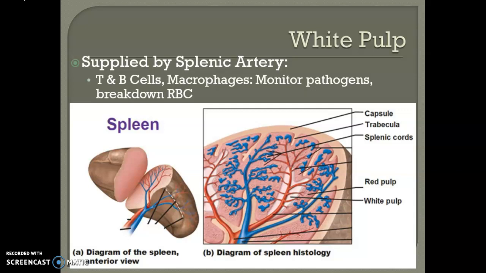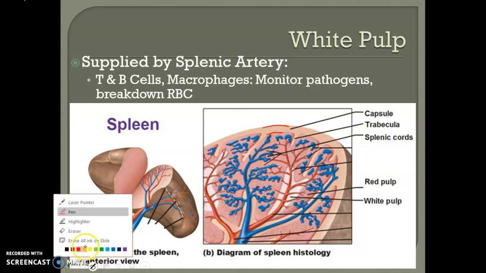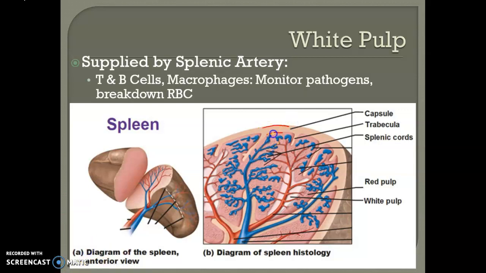So let's take a look here. So this is a cross section of the spleen. We do see the capsule, right, in tan color. So this is the capsule. Actually, I should use a different color than red. So this is the capsule, and the capsule invaginates to form trabeculae. Do you see these? I'm highlighting. So these are the trabeculae.